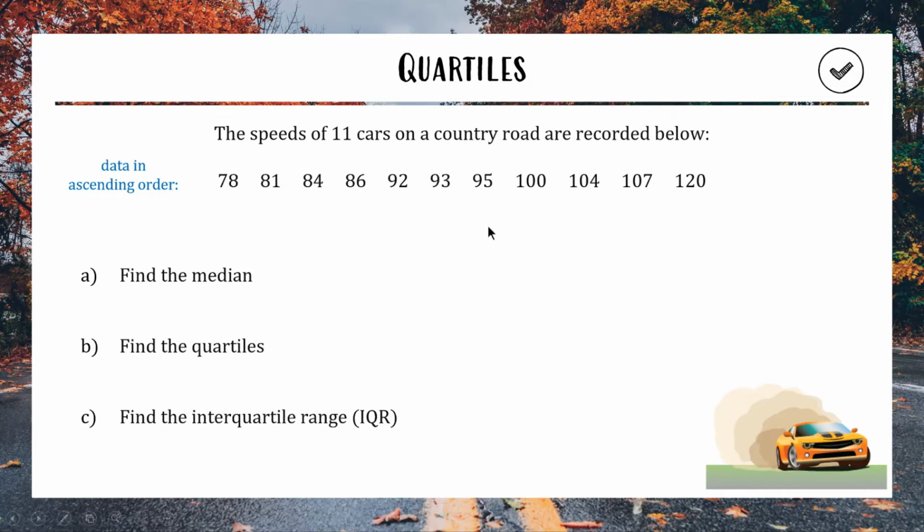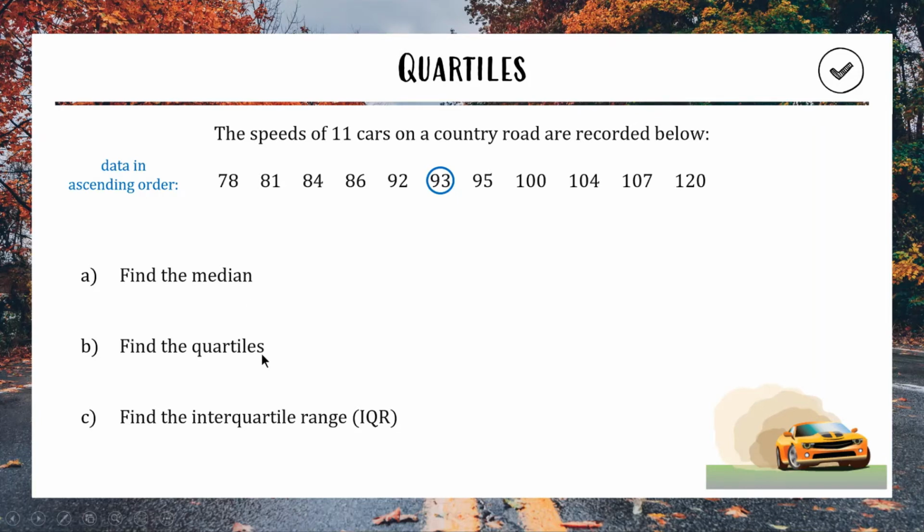Okay, now finding the median, we have 11 scores. So if we do 11 plus 1, that makes 12. 12 divided by 2 is 6. So our median is going to be the 6th score, which is the 93. The 93 splits our data set into 2 equal halves. So that's what the median does.